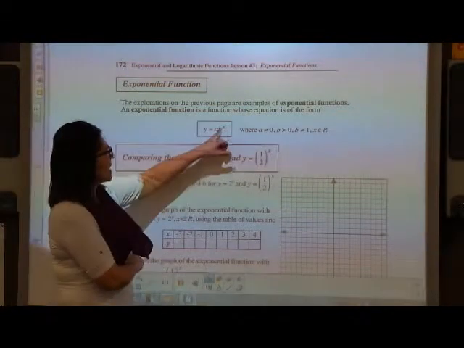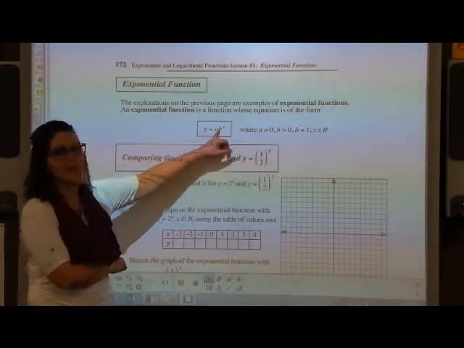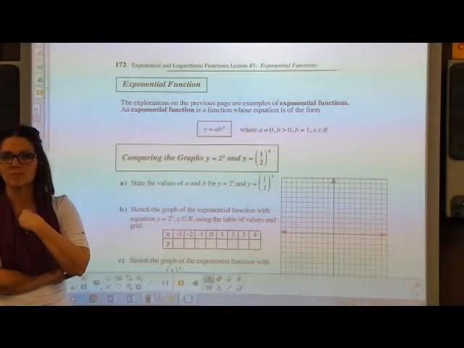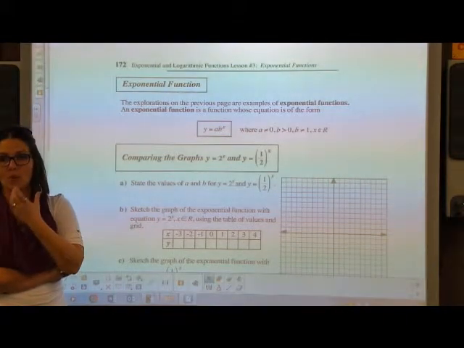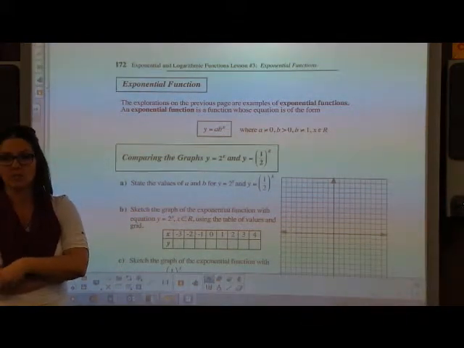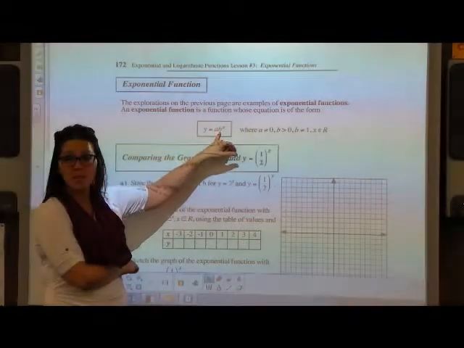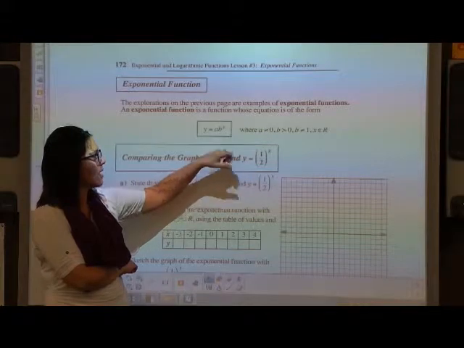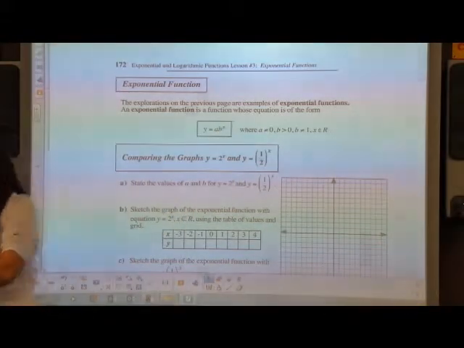And it can't be equal to 1. Because what's 1 to the power of anything? 1. So then I wouldn't get an exponential function. So b has to be positive. It can't be equal to 1, but it can be anything else. Okay? And then x can be a real number.